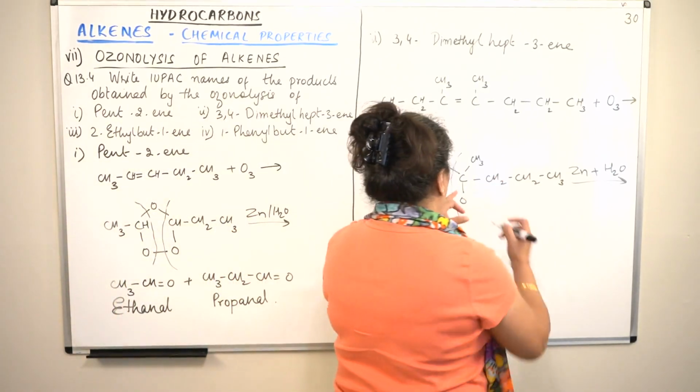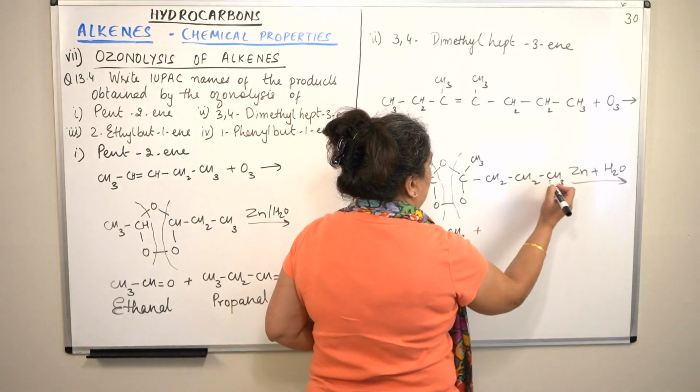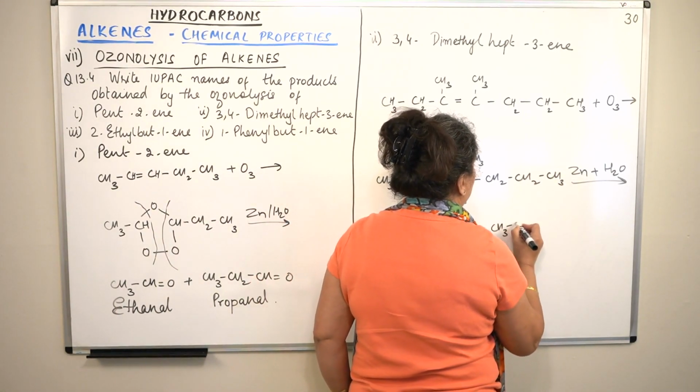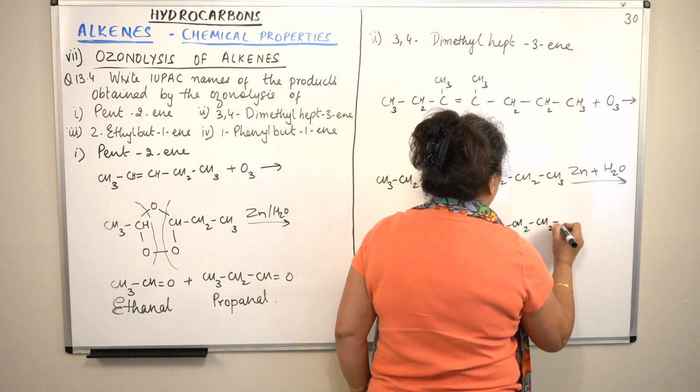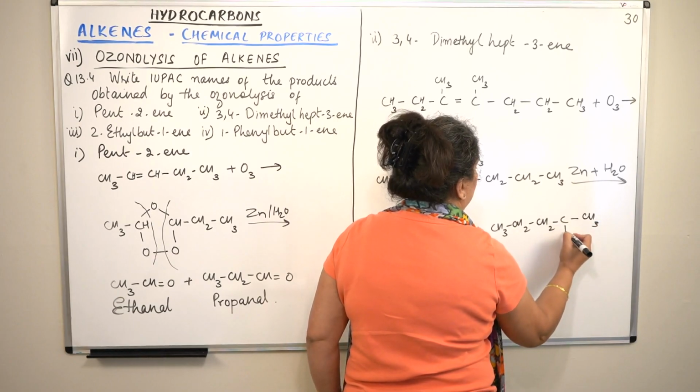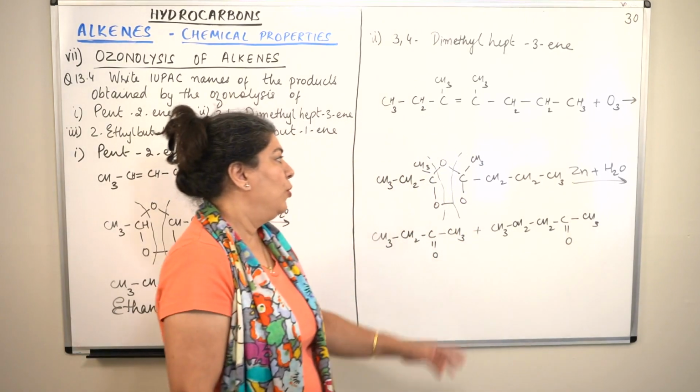So, let us first write the other product. I told you, let us start writing from this side. So this will be CH3, CH2, CH2, and this carbon would again have a CH3 on one side and it forms a double bond O.